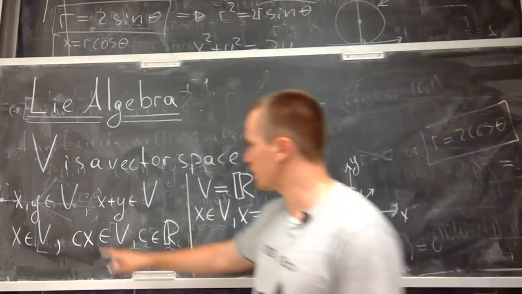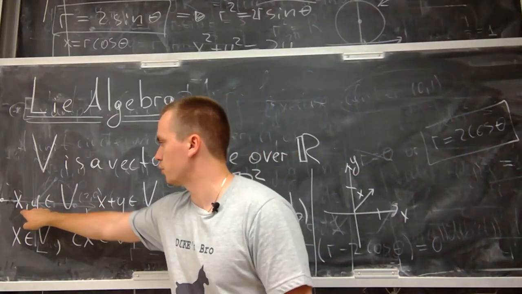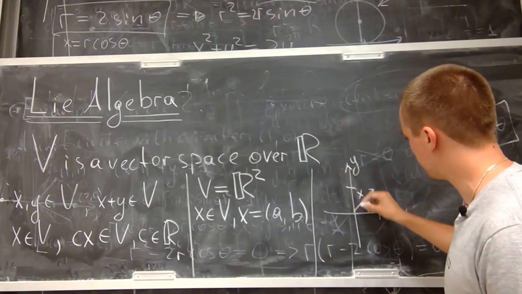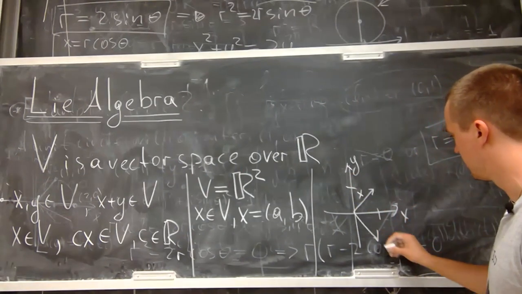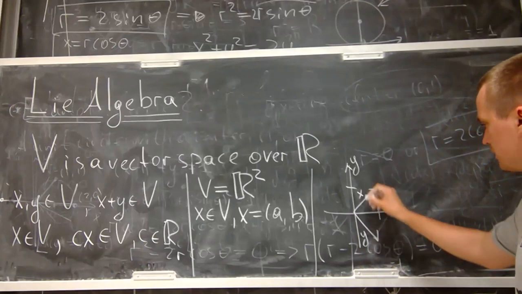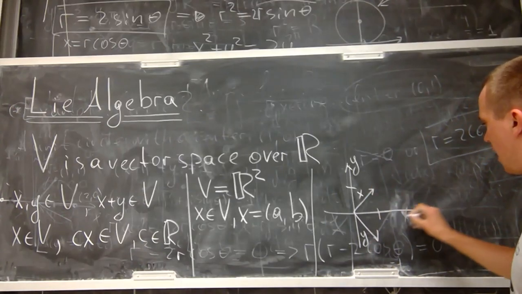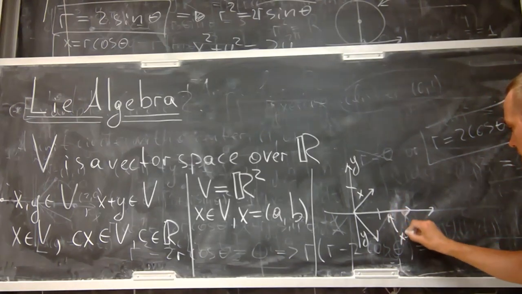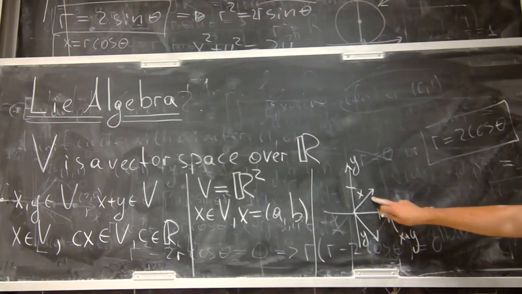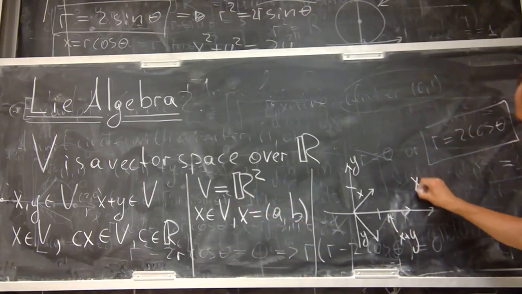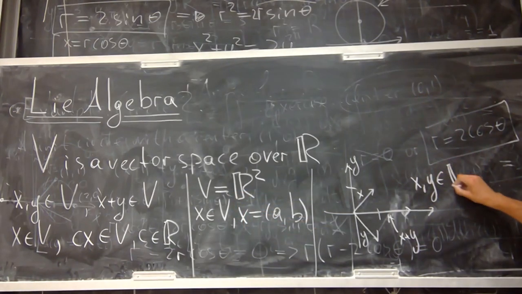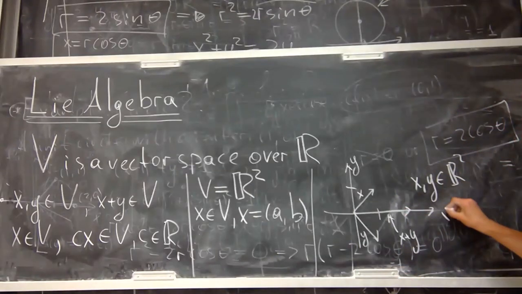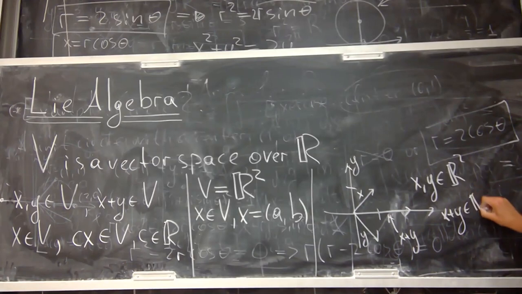And the first thing that I want to check is that if I take two vectors, then their sum belongs to V. This is true because if I take another vector, let's say Y, that looks like this, and I add these two vectors, I will get this vector X plus Y. But you can see that if X belongs to V, and Y belongs to V, and V in this case is R2, a plane, then their sum also belongs to V. Then we will get that their sum also belongs to R2.